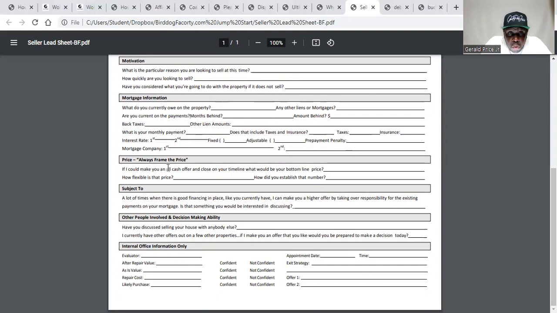Price. Always frame the price. What does that mean? When you present your price, you want to frame it. You don't want to just spit out a number.